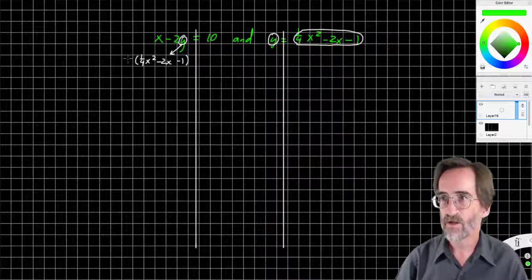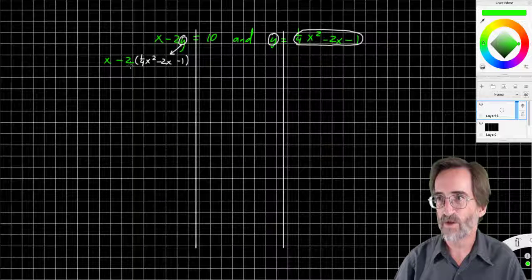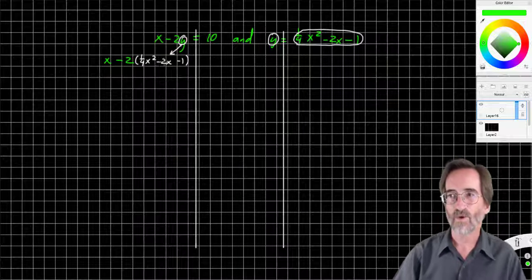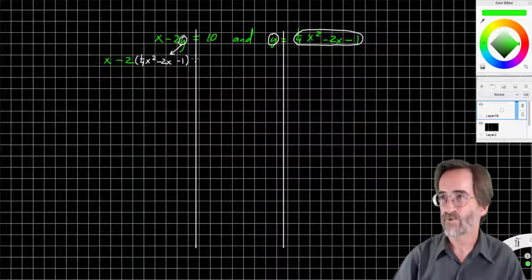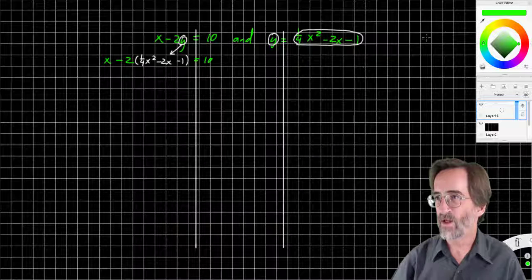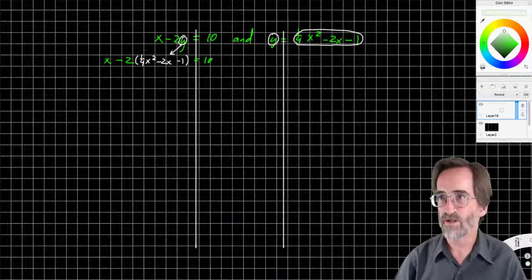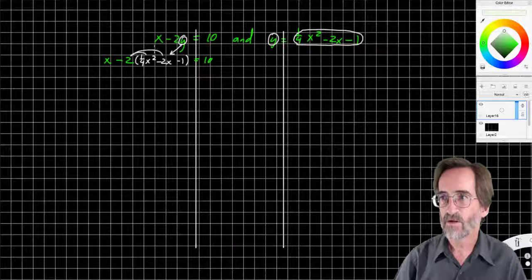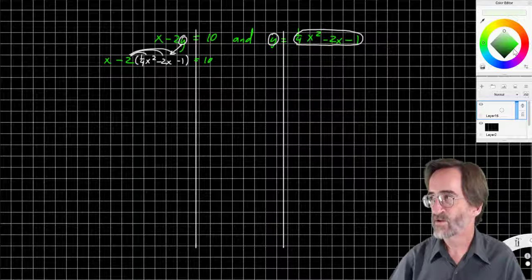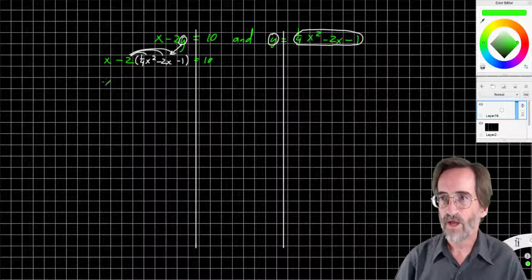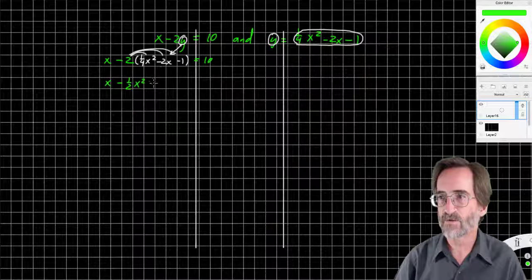That's substitution. Rewrite the rest of the problem. This is x minus 2y, so x minus 2 times the quantity 1/4 x squared minus 2x minus 1. Okay, and now I've got an equation with just x's in it. I'm going to distribute. Okay, so we end up with x minus 2 times 1/4 is minus 1/2 x squared. Negative 2 times negative 2 is positive 4. Negative 2 times negative 1 is positive 2.